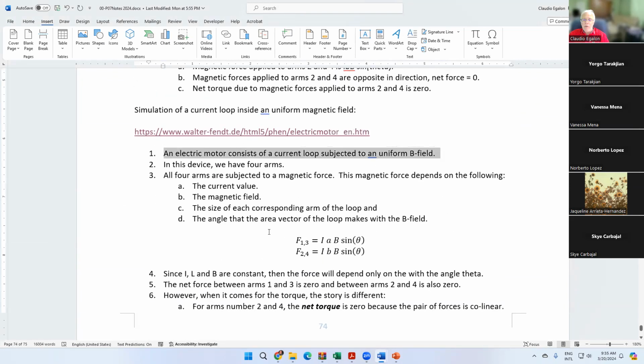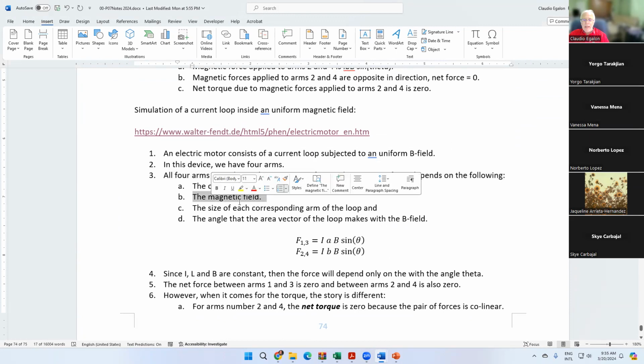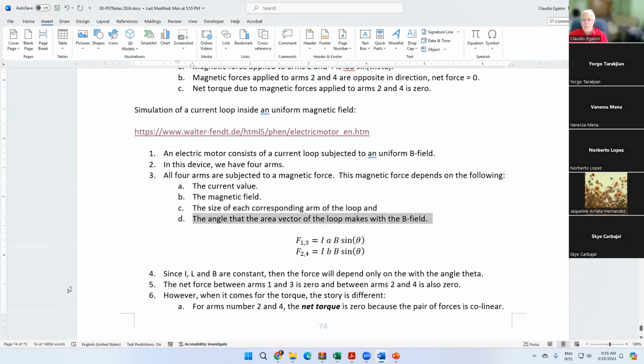An electric motor consists of a current loop subject to a uniform B field. In this device, you have 4 arms: 1, 2, 3, 4. All 4 arms are subject to a magnetic force. The magnetic force depends on the following: the current value, the magnetic field, the size of each corresponding arm of the loop, and the angle that the area vector of the loop makes with the magnetic field as well. Okay, that angle that you saw.